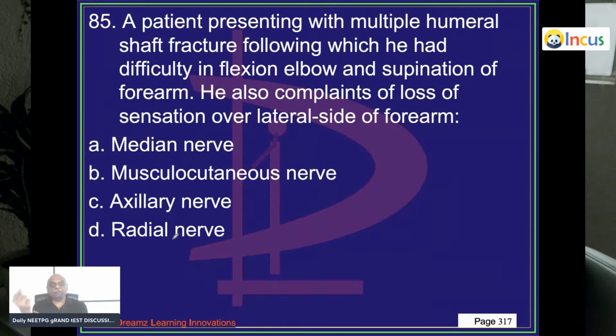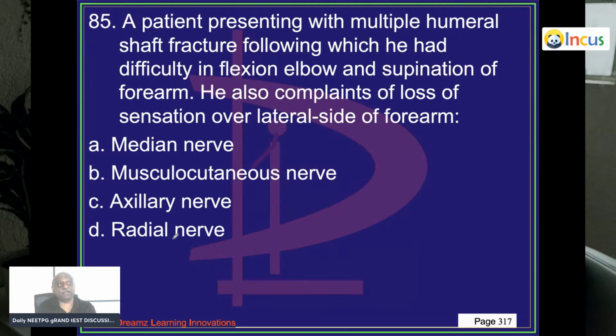Children, flex the elbow, now supinate. Supination means the palm faces the roof. You feel your biceps. Flex your elbow and supinate. Hold the biceps. What is happening? The biceps is contracting, no? Every time you are supinating, the biceps is contracting.